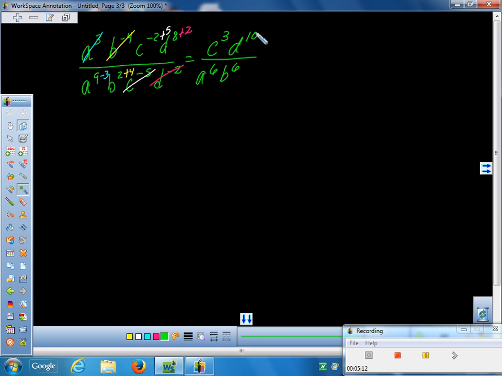Alrighty. Now, rule number 5. This is one you should know, but people often forget. What do you get when you take something to the 0 power? 1. But why? Because it's a rule. It's a rule in math. You can't argue with that.